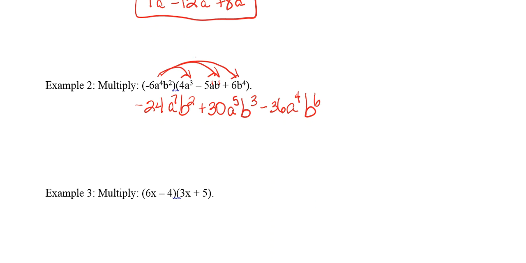As I'm looking for these to see if there are any like terms, not only do they have to both have a and b, they have to be exactly the same exponent. There are no other a to the sevenths, there's no other a to the fifths. These are all different terms, so that is my final answer.